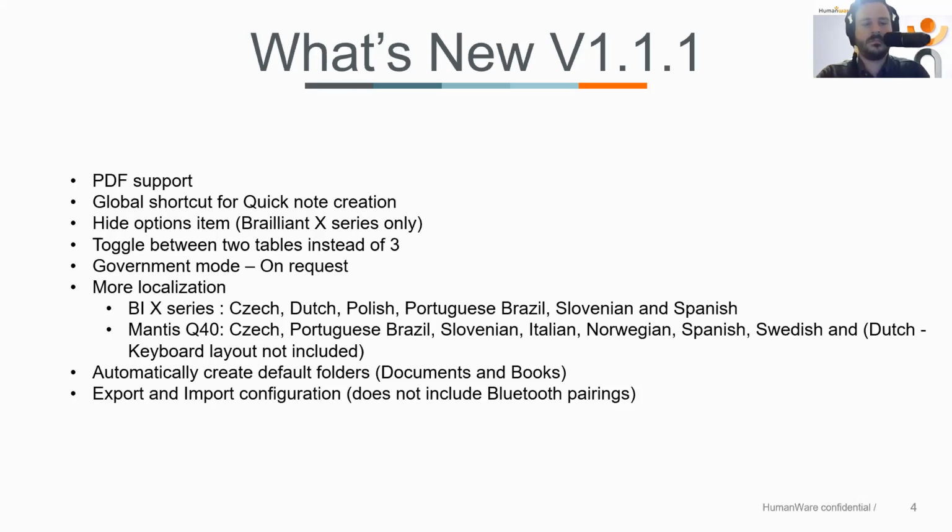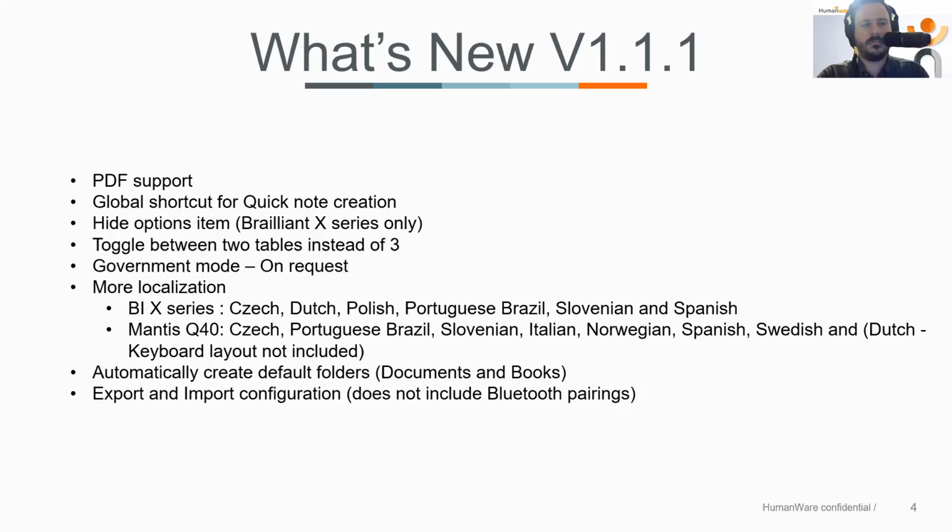We've introduced a government mode. Now, the government mode is on request of ordering a product. So those that have got a product in the field already, unfortunately, you're not able to change that into a government mode. It's a special mode, and it removes the intelligence of the Braille display. So it removes Keysoft Lite, it removes the Wi-Fi, the Bluetooth. It really is sort of cut down to just a dummy Braille display.